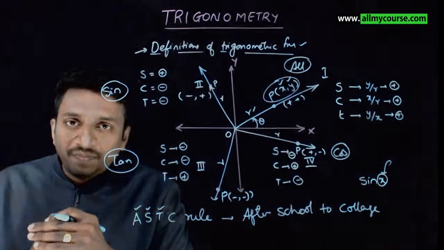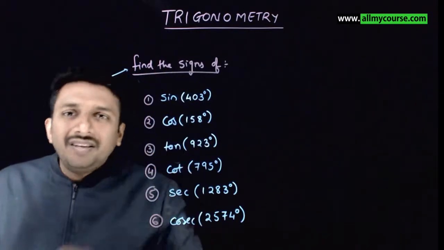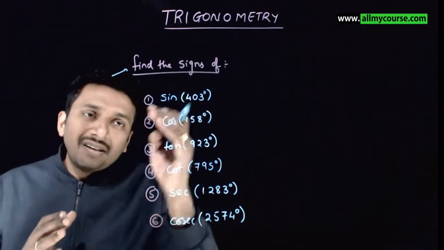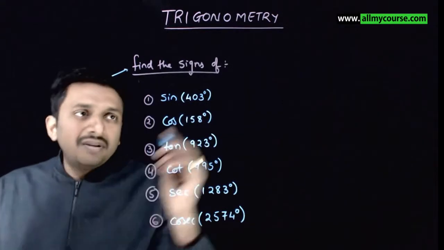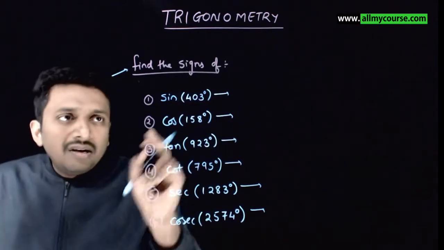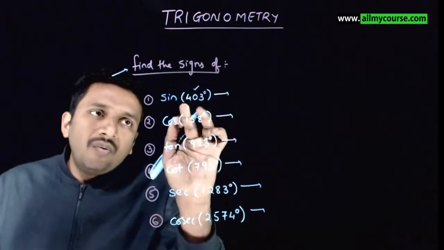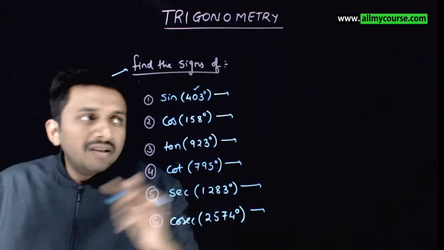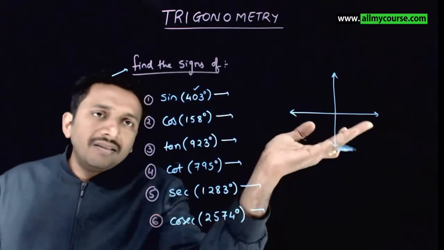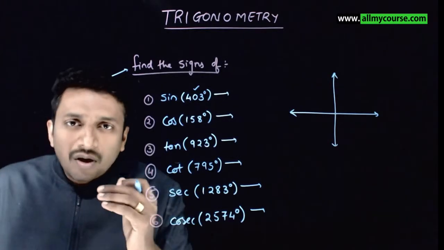Let us try to practice this. For example, let us deal with this question. You're asked to find the signs of these ratios. You're not asked to find the values of these. You're just asked to see whether these numbers will be positive or negative. Sine of 403 degrees. To investigate the sign of this trigonometric ratio, we need to understand in which quadrant this angle lies. So what we do is we take the coordinate system and we start rotating the ray. All these angles are positive, so we are going to rotate in the counterclockwise direction.